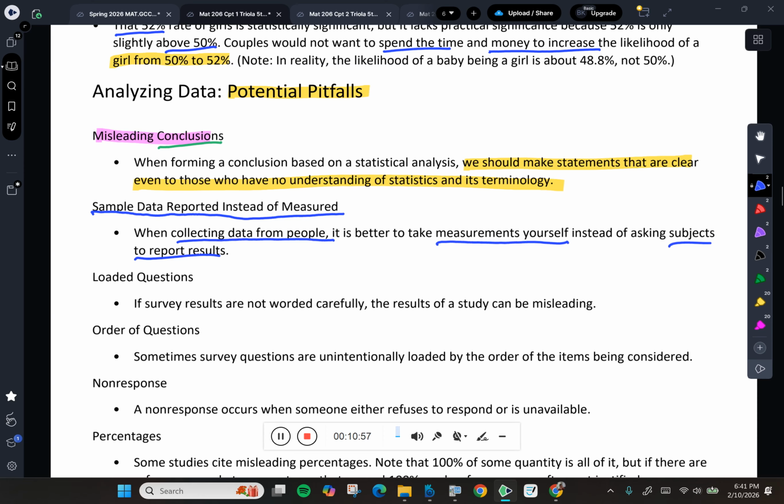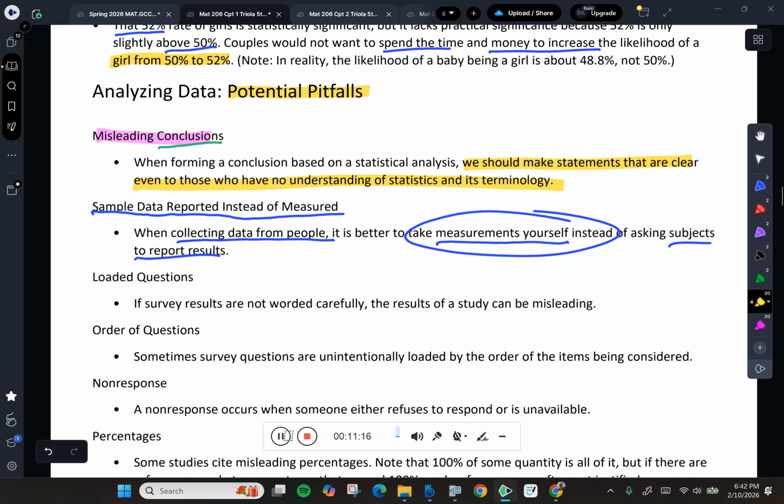If you ask someone how much they weigh versus actually putting them on a scale and finding out how much they weigh, which one do you think is going to give you more accurate data? So if possible, we take the measurements when we're collecting the data rather than just trusting what someone says.